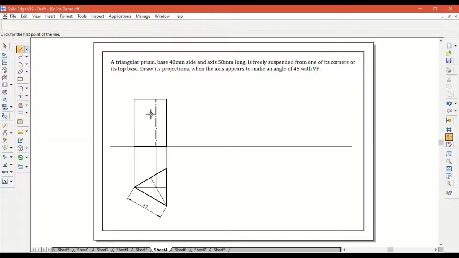Let's say we are going to suspend the object from this top corner. So what I'm going to do is draw a line from that top corner to the midpoint of the axis. So that's the midpoint. I'm going to name a couple of points for convenience. I'm going to call this G dash, G for centroid, and this point, let's say, is A dash.